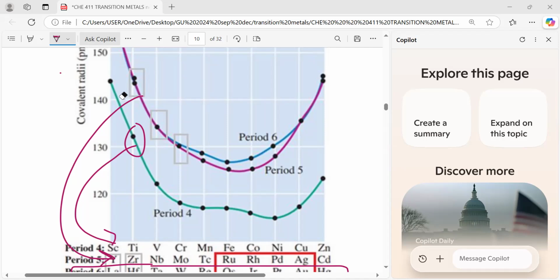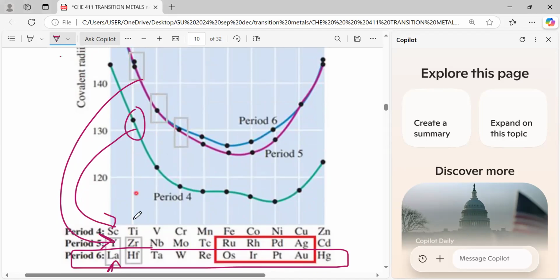So what I want us to see clearly, let me use a pointer, is that you can see those are close. You see the curves are close. So this and that are almost the same radius. Which elements are these that are here? It is zirconium and hafnium.